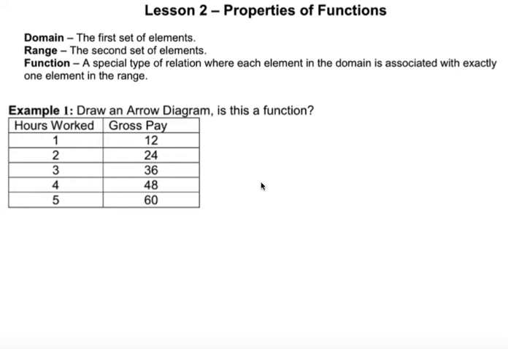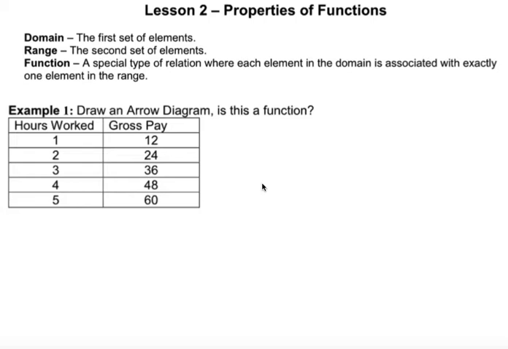Part 2 is on properties of functions. Some words that you need to know: the domain is the first set of elements, the range talks about the second set of elements, and a function is a special type of relation between the elements in the domain and its association with exactly one element in the range.